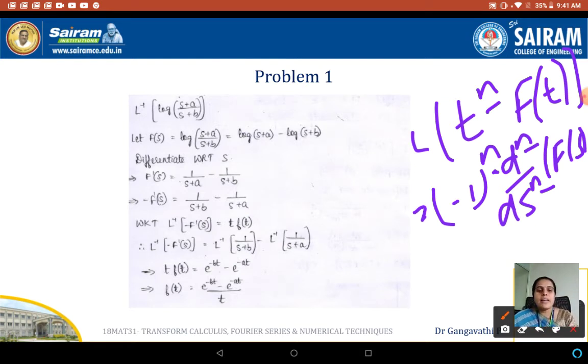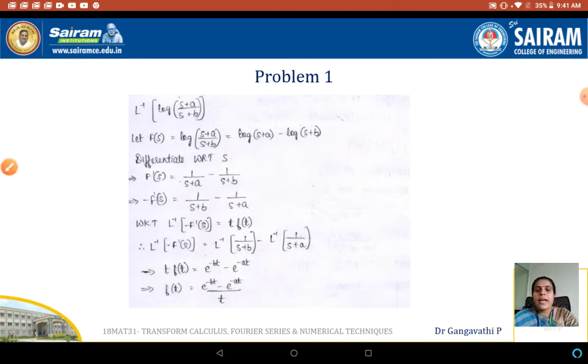That is the reason we have L inverse of, therefore, L inverse of minus F dash of s is equal to t into f of t. In other words, it is minus 1 to the power of 1 into d by ds of F of s. When we do that only, we get this. That is the reason L inverse of F dash of s, with the minus sign, is t into f of t.